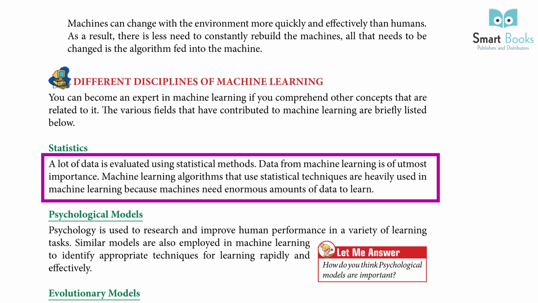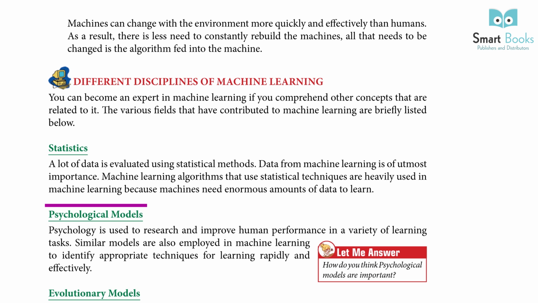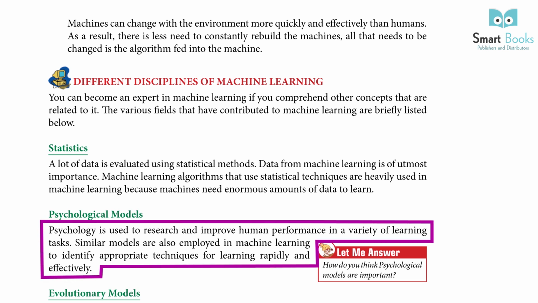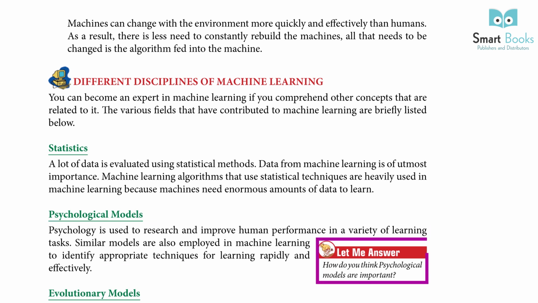Machine learning algorithms that use statistical techniques are heavily used because machines need enormous amounts of data to learn. Psychological models. Psychology is used to research and improve human performance in a variety of learning tasks. Similar models are also employed in machine learning to identify appropriate techniques for learning rapidly and effectively. Let me ask: how do you think psychological models are important?